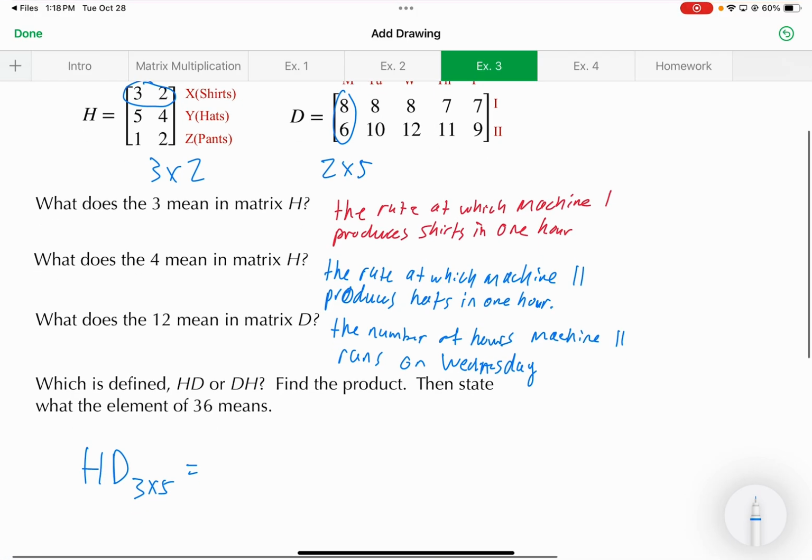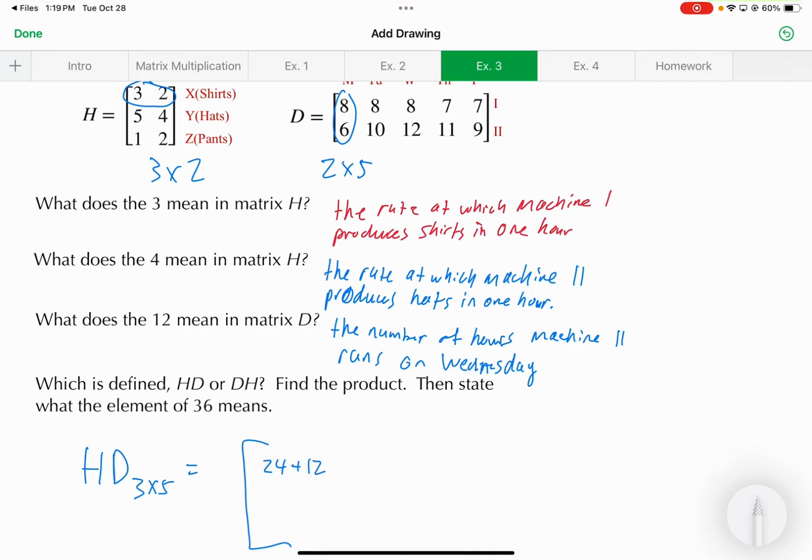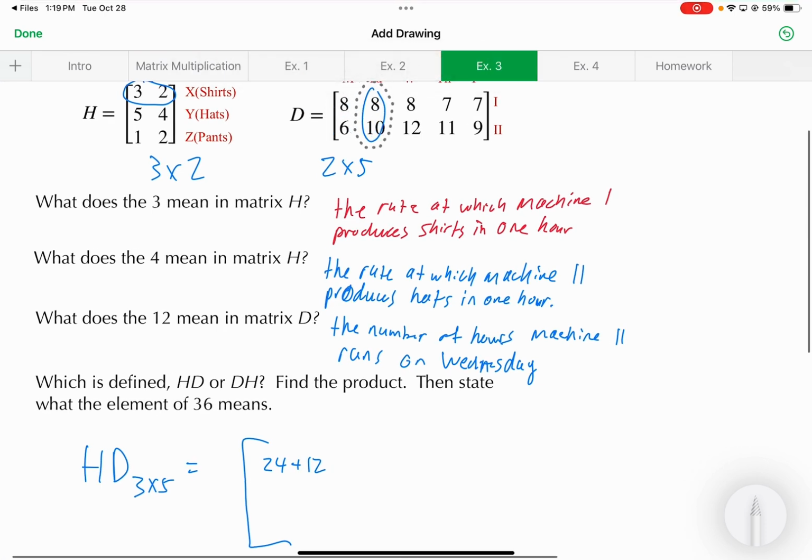Now, I'm not going to show all the work because I think we're to the point now where we can do the thing. Okay. So my resulting matrix is going to be a 3 by 5. I'm going to start with the first spot. So we're going to do 3 times 8 plus 2 times 6. We'll show it. 24 plus 12. It is 36. Very true. Thank you, guys. So now let's do the top row, but then we'll do the second column.